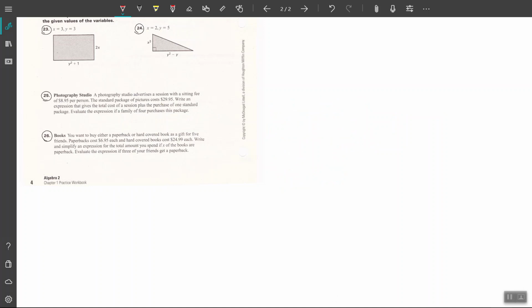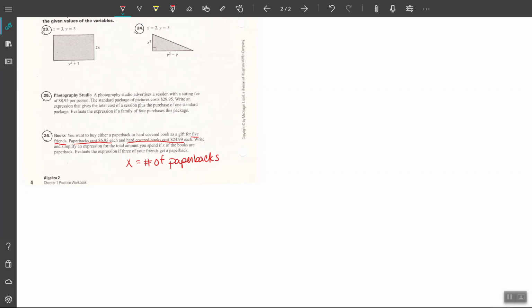Okay, and we'll do the same thing on 26. You want to buy either a paperback or a hardcover book as a gift for 5 friends. Paperbacks cost $6.95. Hardcover cost $24.99. Write and simplify an expression for the total amount you spend if x of the books are paperback. And then we'll go to that second part where they ask us to evaluate, but we've got to write the expression first. They've already told us what x needs to equal. x equals the number of paperbacks.